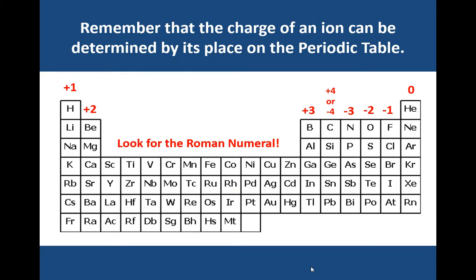Family number 4 is positive 4 or negative 4. Family number 5 is negative 3. Family number 6 is negative 2. Family number 7 is negative 1. And the group of noble gases is 0. No charge at all.